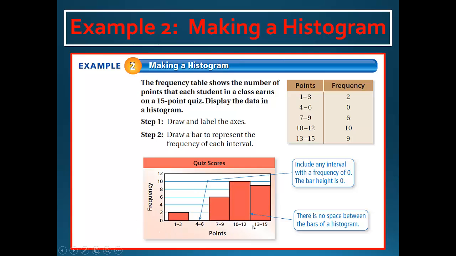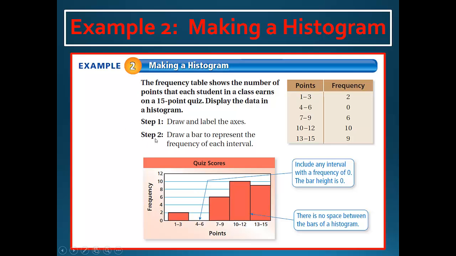So now, for our first step, we draw and label the axes. So the bottom axes would be points, and these would have our intervals. So 1 to 3 would be an interval, 4 to 6, 7 to 9, 10 to 12, and 13 to 15. Now, along the side, we have our frequency, so how many students receive those points. This graph goes up by 2's.